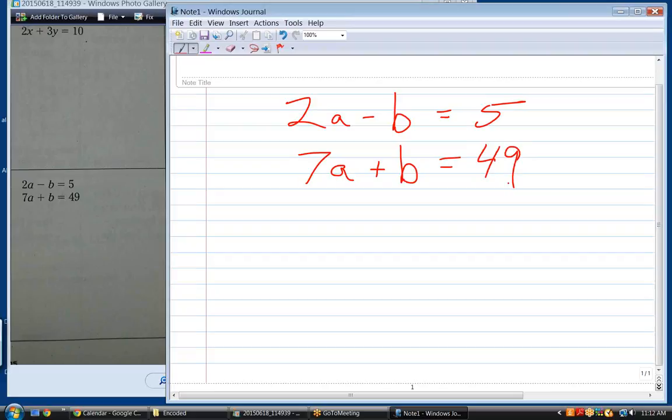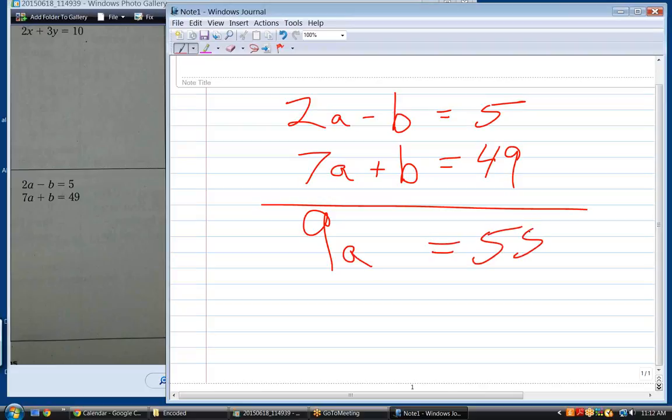Okay, what's our first step here? The b's cancel each other out. So add the two equations. Remember that you can do two things. You can add them or you can subtract them. And so we add the two equations. Excuse me. I knew I'd made a mistake when 9 didn't divide into 55 evenly. Okay, now what?